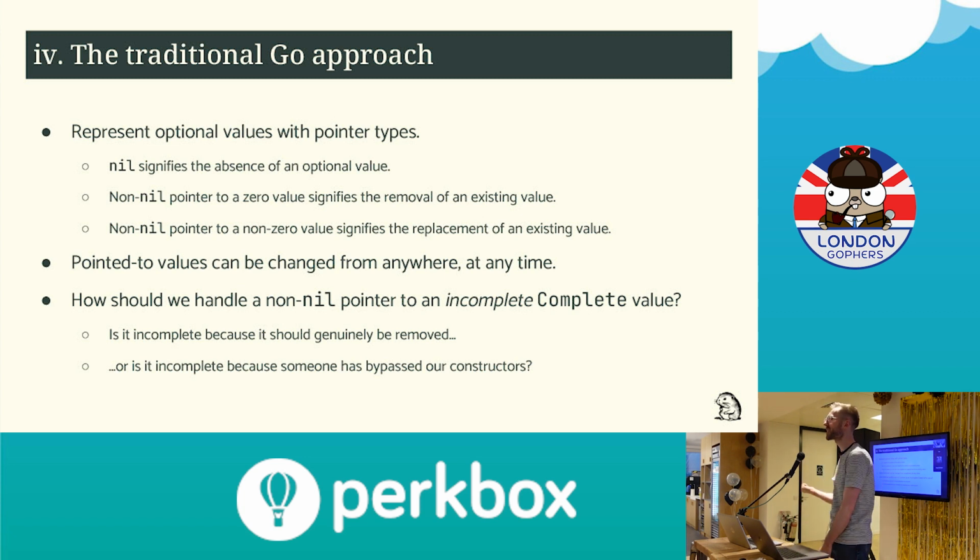But we know that pointers can't be trusted. Go likes to promote pointers as a nice, efficient way to do things, but this is about trust. This is about purity, okay? We want to be clean. So how do we handle the case of a non-nil pointer to an incomplete value? Is this thing incomplete because it needs to be removed, legitimately, or is it incomplete because someone has bypassed the constructors and given us an invalid zero value?